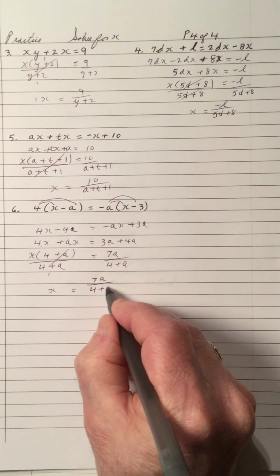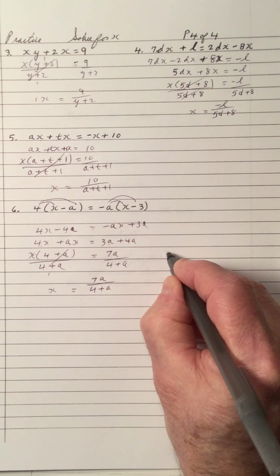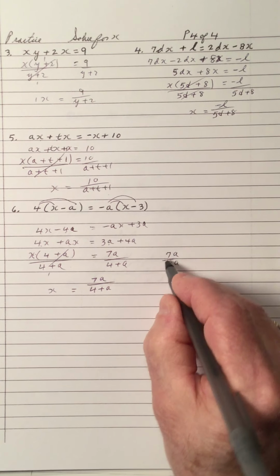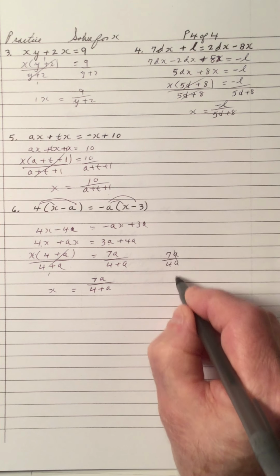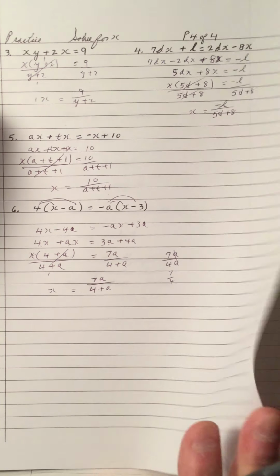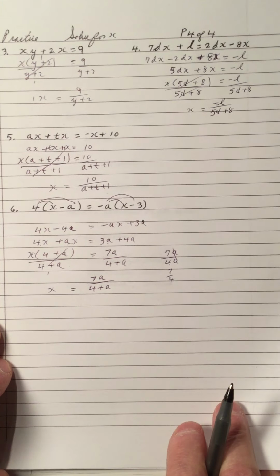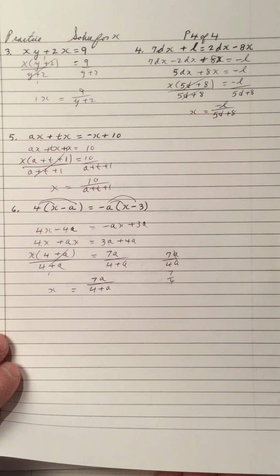You can't cancel those a's because you've got that addition there. You could cancel if you had 7a over 4a, but you've got a plus here, so you can't cancel. So that's solving a linear equation by factoring. Because you have two x's or three x's on the left side, you can't add them together if they're unlike terms. So you have to factor the x out and then divide by whatever is with the x.